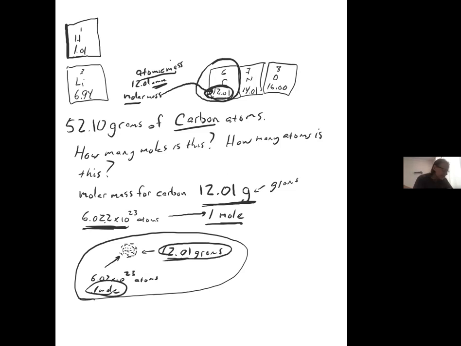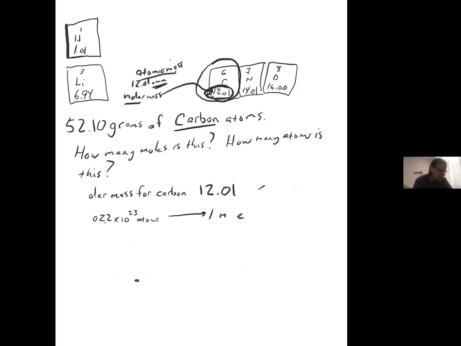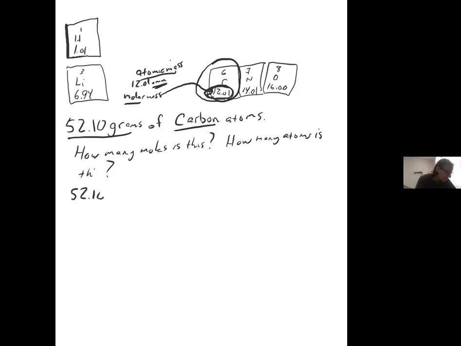Oops, I don't want to do that. I just want to erase some stuff. I'm going to show you this problem, and you'll see that it's pretty much like most of the homework problems. And then I'll take a look at an actual homework problem so you can see how they're similar. Okay, so here's how you go about it. What we're given is that you've got 52.10 grams of carbon. So notice the way that I'm writing this out.